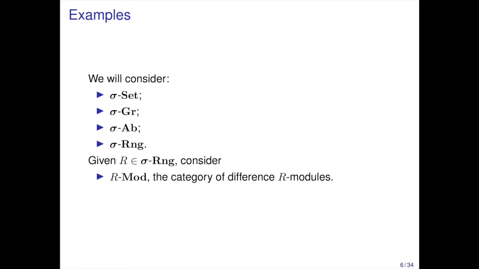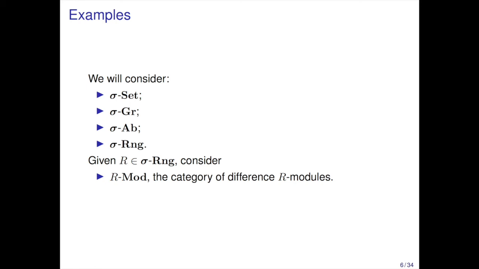So examples that will be relevant for this talk include difference sets, difference groups, which are different sets are just sets with a self map. Difference groups are groups with a self homomorphism or endomorphism. Difference rings, again, just rings with an endomorphism with no assumptions. And of course, given a difference ring R, you can also consider the category of difference R modules. Unfortunately, it's not a sigma of another category because there's a non-trivial action of sigma on R. This can be dealt with, it's not a problem, but I don't want to waste time doing it. It'll become clear later how this fits in, but we can treat that as well.